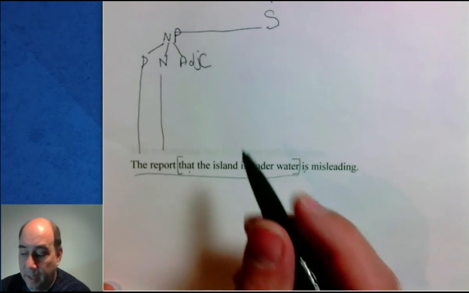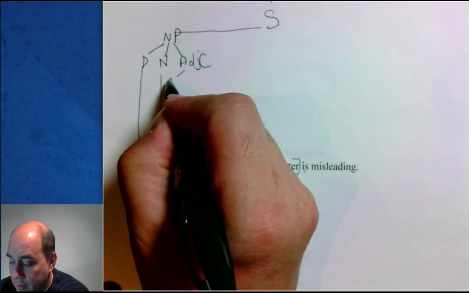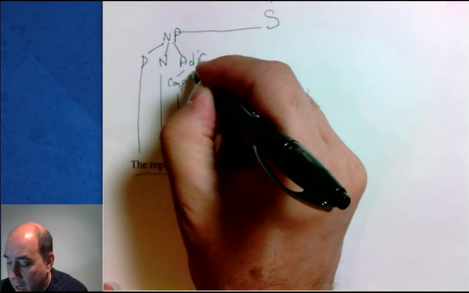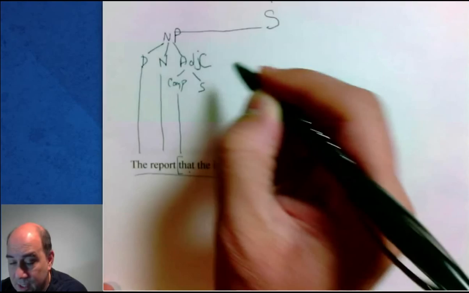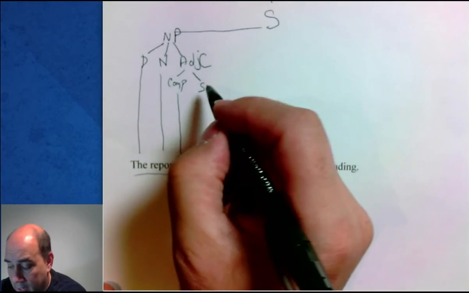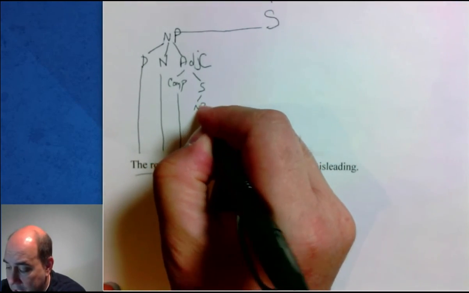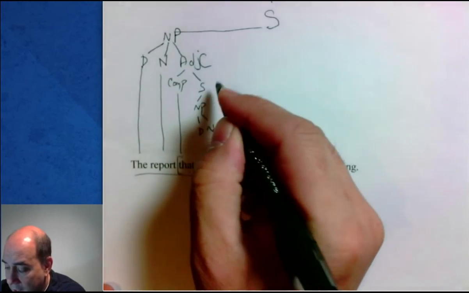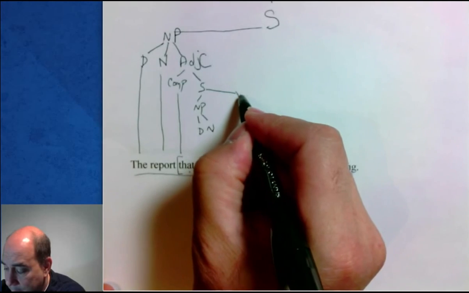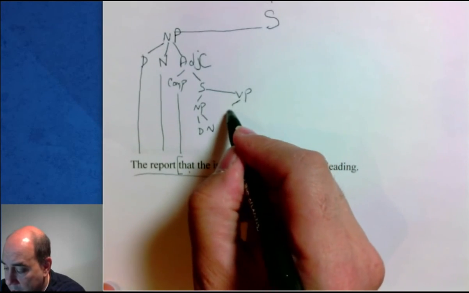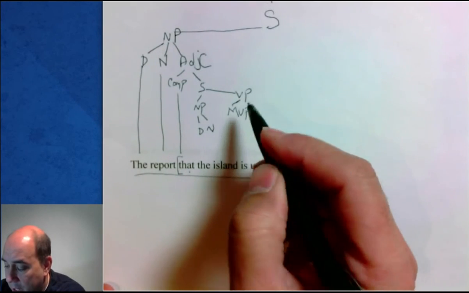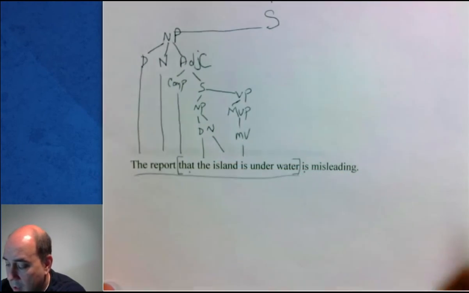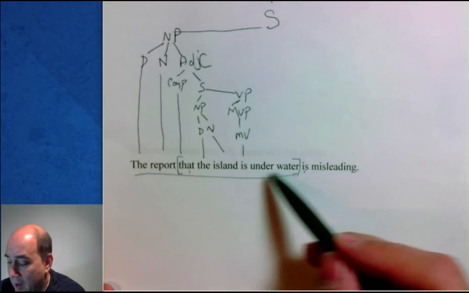I'm going to pull out this complementizer, which I could call something else as well, but that's okay. I'm just going to make it easier this way. And I'm going to pull out a sentence. Because it's a clause, it's going to have a sentence. Then I'm going to have a noun phrase, and this noun phrase has a determiner and a noun in it, and I'm going to have a verb phrase. The verb phrase obviously is going to have a main verb, which is just the be. And then I'm going to have underwater.